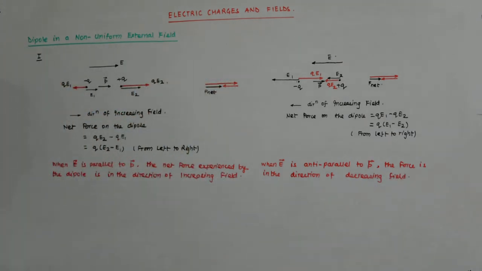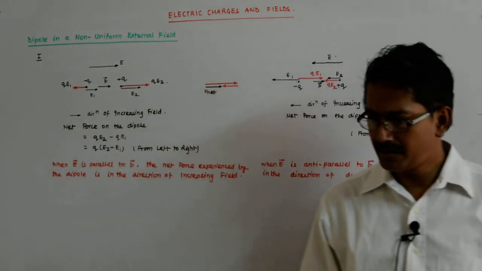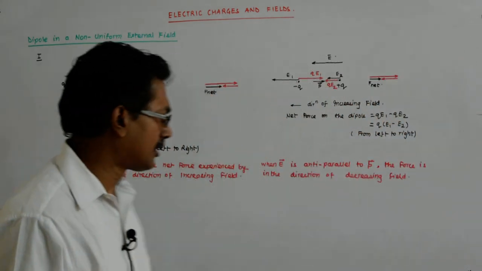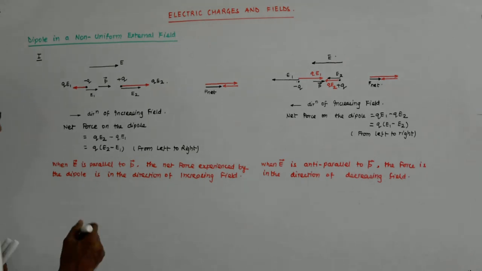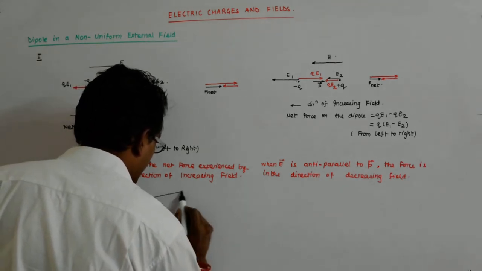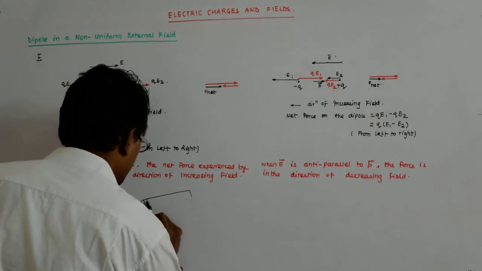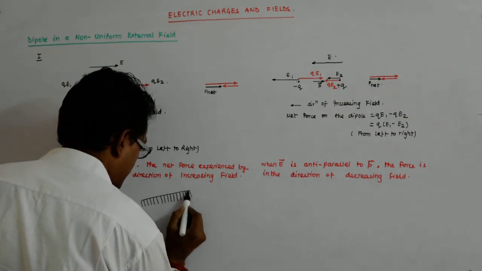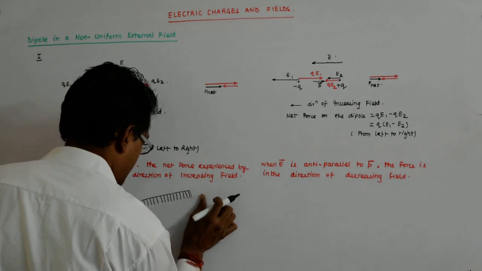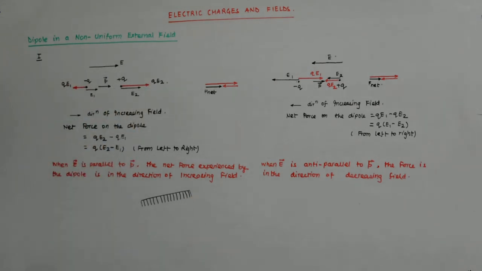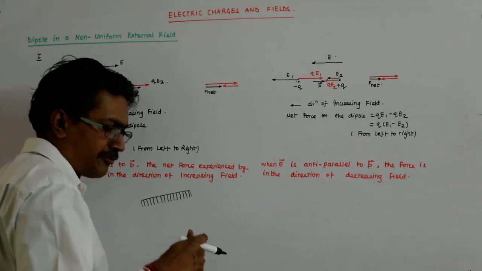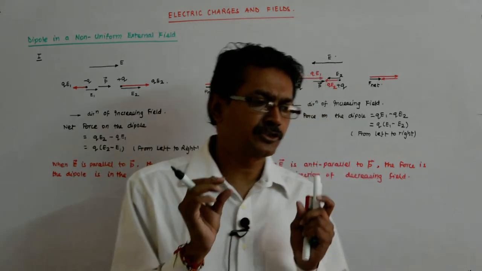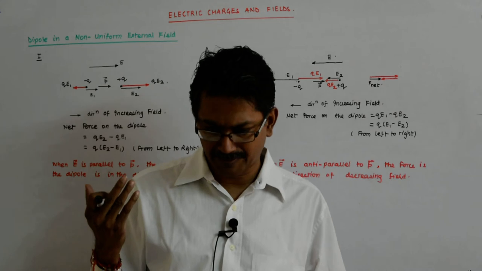Now it has got an interesting fallout. Okay, what is that fallout? The fallout is a very, very simple thing that must have fascinated you in your childhood. Let us say this is a comb, and you vigorously comb your hair on a dry weather and put some small bits of paper, what happens? It suddenly attracts the paper.